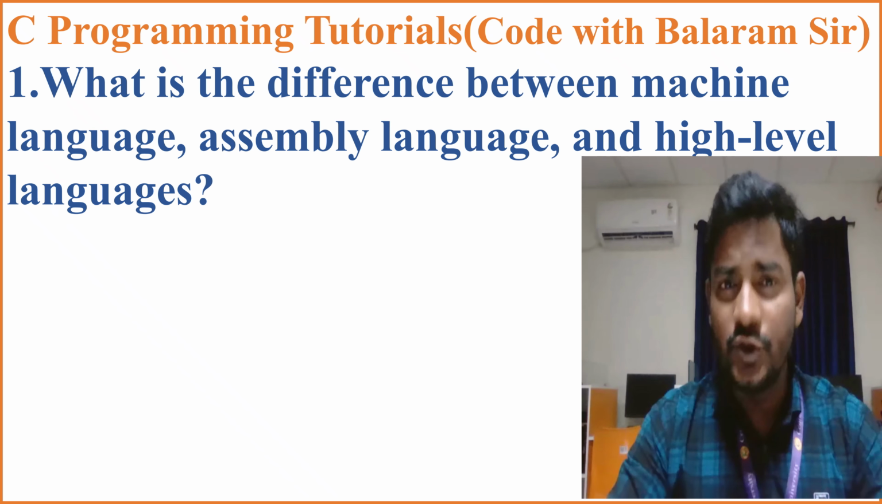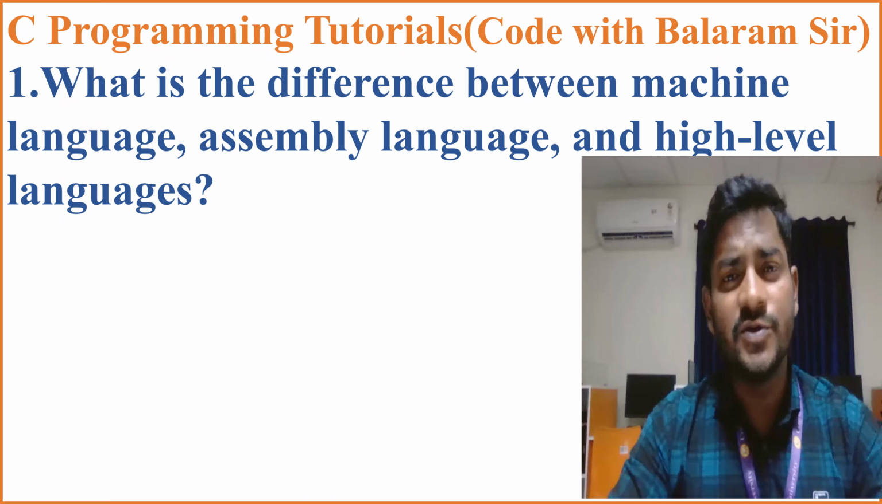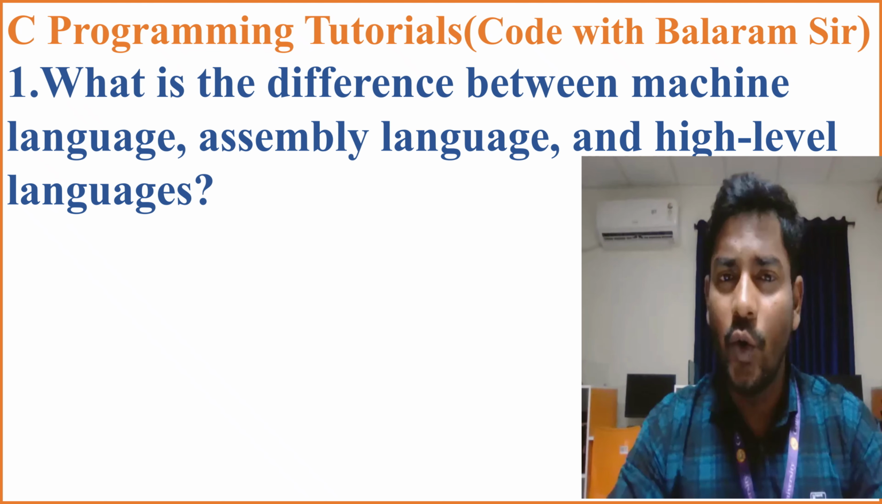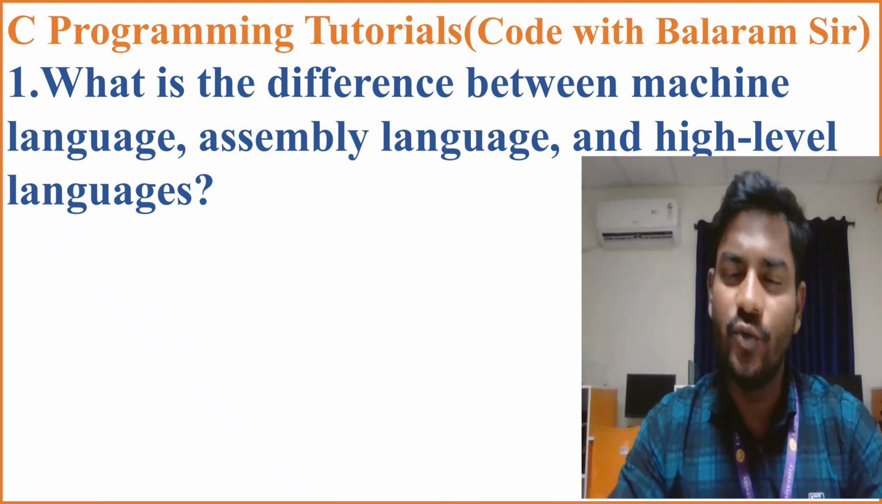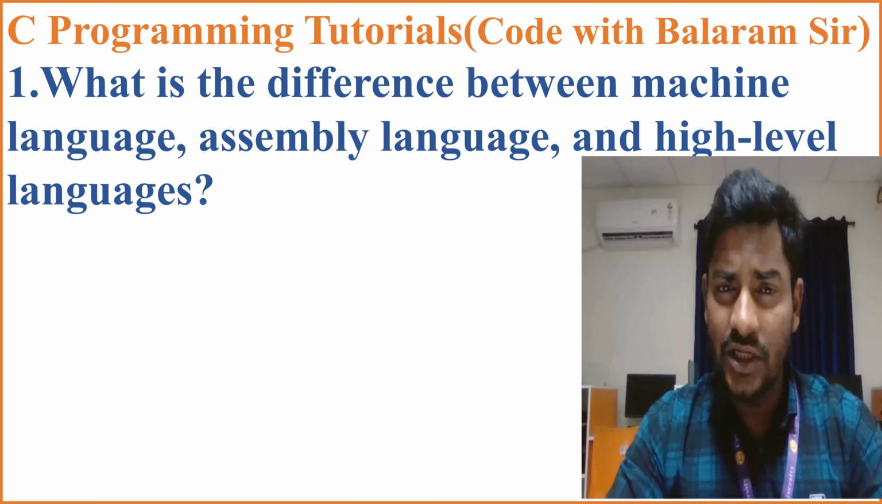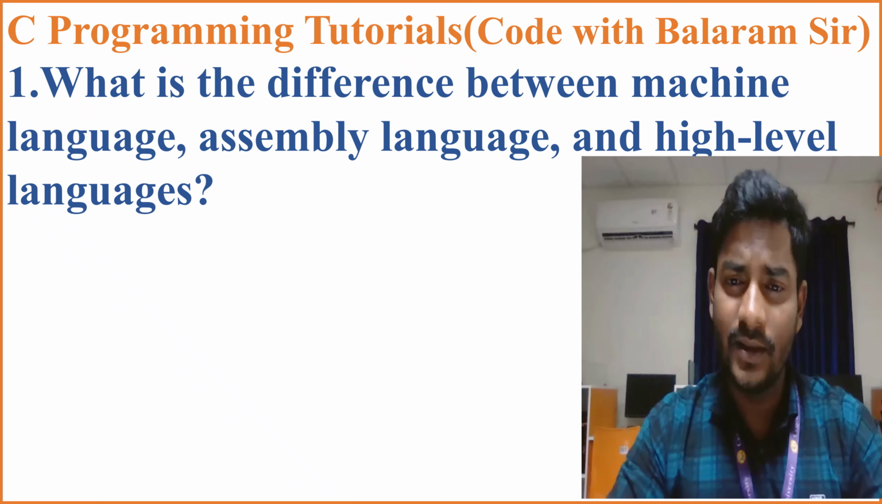And the first question: what is the difference between machine language, assembly language, and high-level language? So as we discussed in the previous video, a machine or a computer can understand only bits 0 and 1. And we can write a program by using a programming language. Okay, and that's why scientists have developed different programming languages like machine language, assembly language, and high-level language.